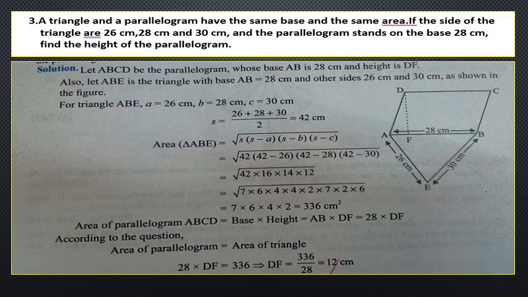As per the question, the area of the parallelogram ABCD is equal to the area of the triangle ABE. So now we can equate the area of the parallelogram to the area of the triangle. The area of the parallelogram is AB into DF, where AB is our base and DF is the height. So AB into DF is equal to 28 into DF, and 28 into DF is equal to 336. Therefore DF is equal to 336 divided by 28, which is 12 centimeter. Therefore the height of the parallelogram is 12 centimeter.